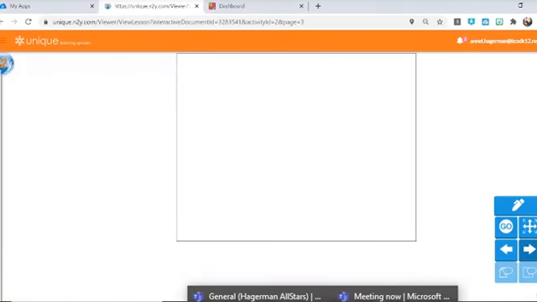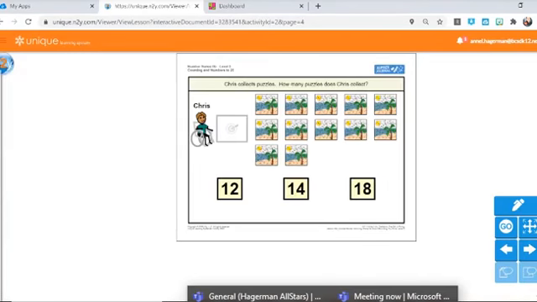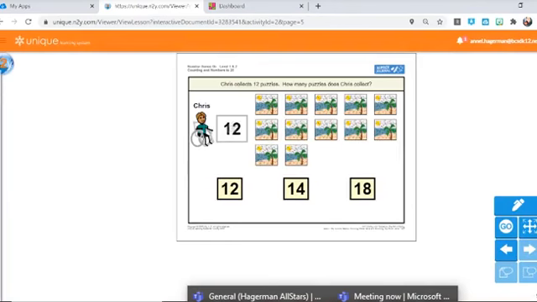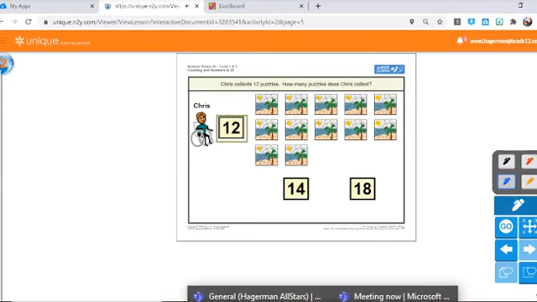Chris collects 12 puzzles. How many puzzles does Chris collect? All right, Chris collects puzzles. He collects 12. How many did they say he collects? 12. 12 puzzles.